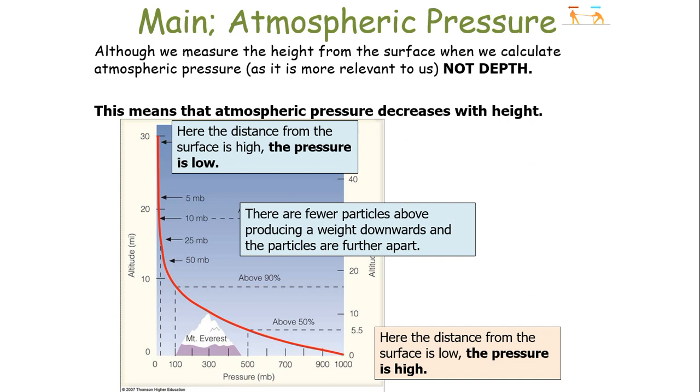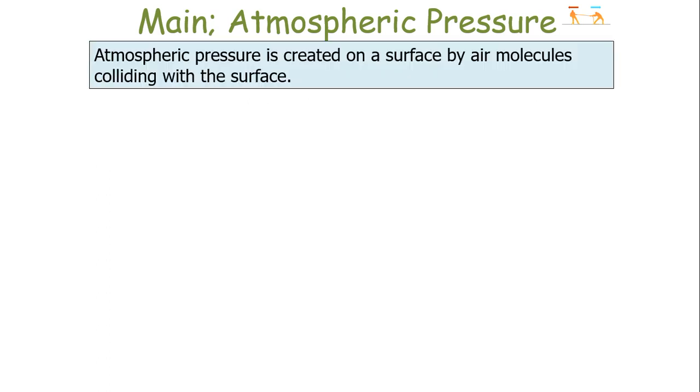There are fewer particles above producing a weight downwards, and the particles are further apart. There are fewer particles there to exert this weight downwards.